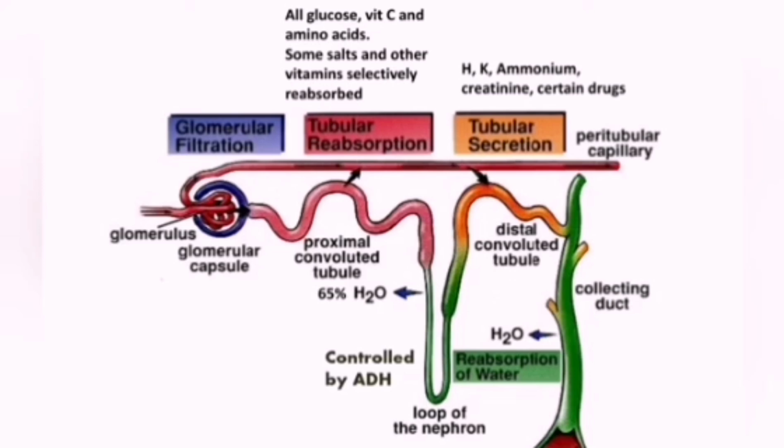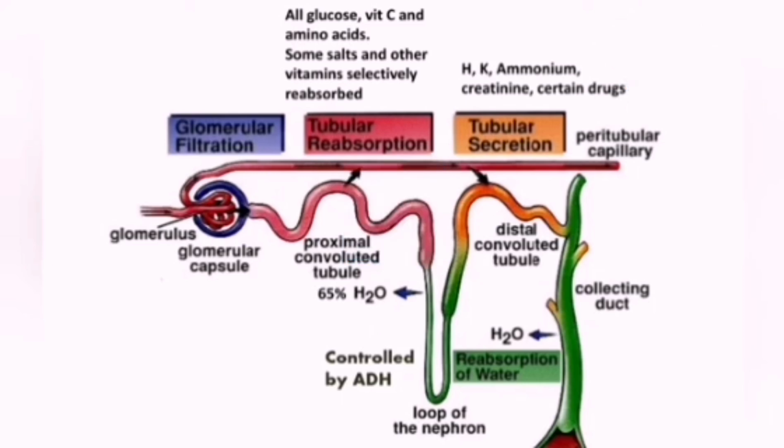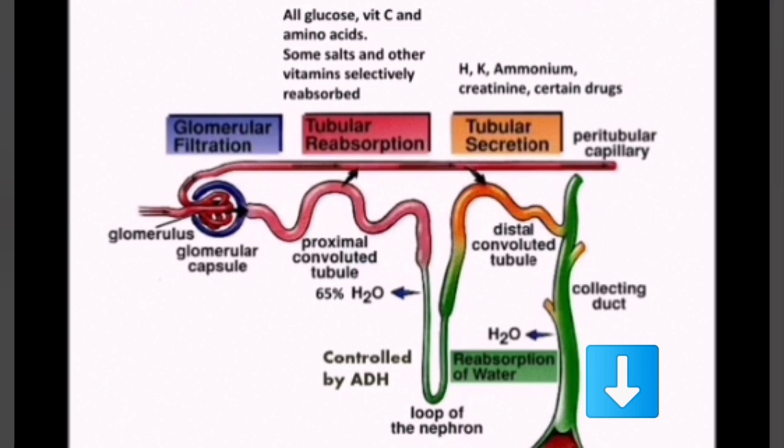So substances like hydrogen ions, potassium ions, ammonium, creatinine, and certain drugs get actively added in this last part of the nephron during tubular secretion. This means by the time the filtrate actually reaches the collecting duct, it is now called urine. And it basically consists of 99% water and then all the waste products that the body wants to get rid of. The urine will pass through the pelvis all the way into the bladder through the ureter and be stored there until you urinate it out through the urethra.